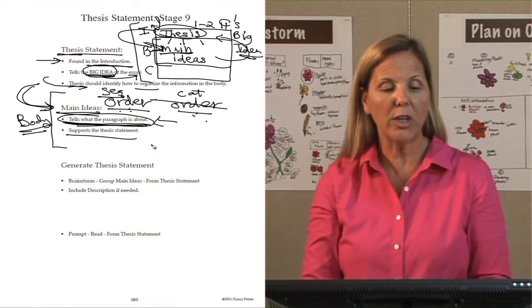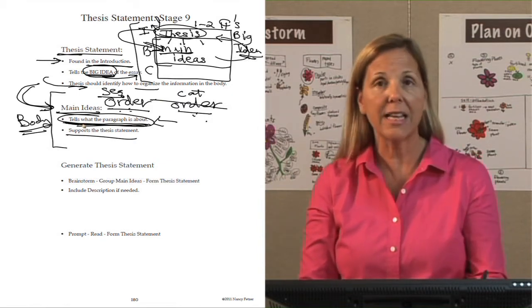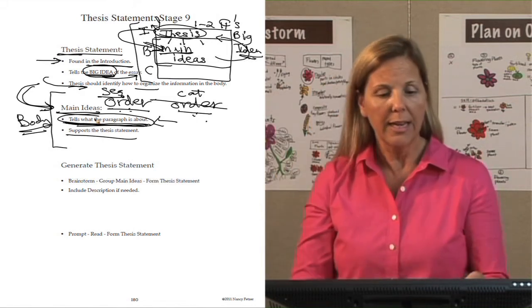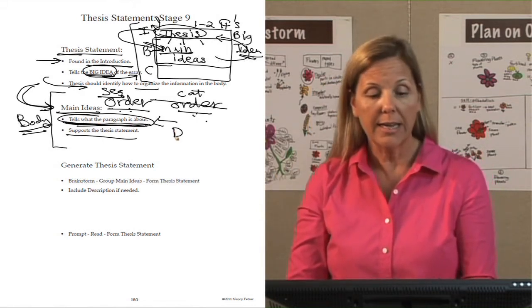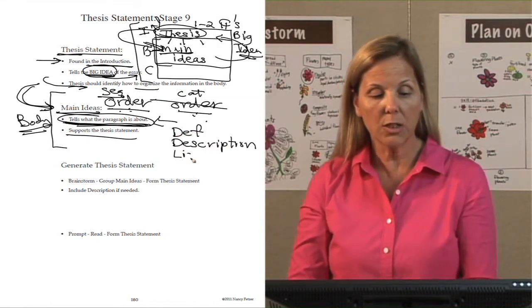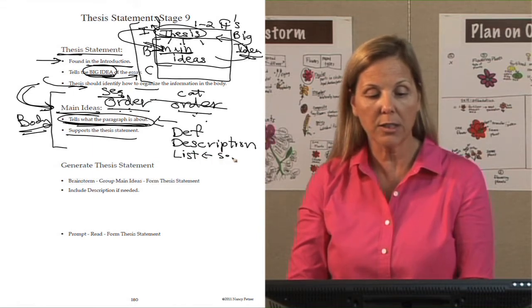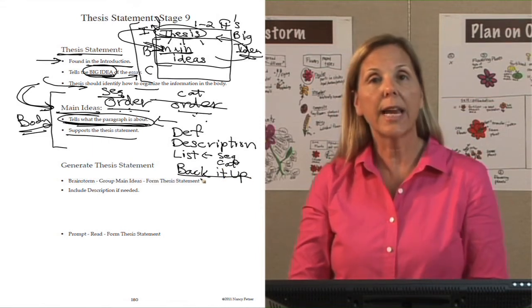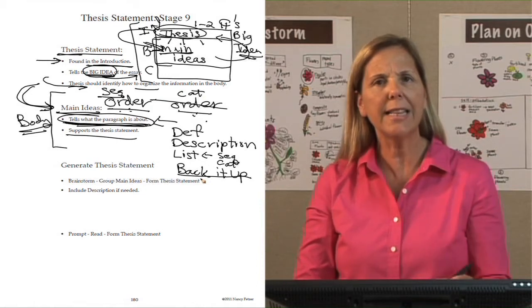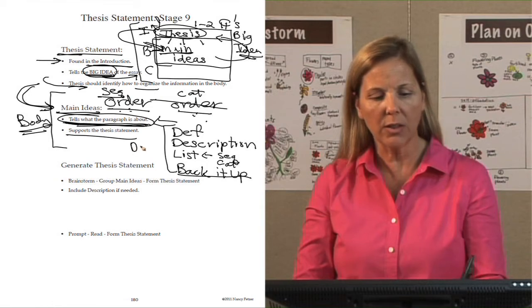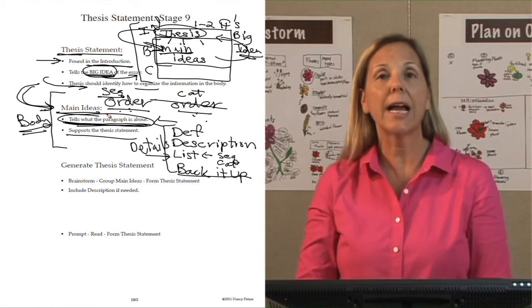And then we are going to support that main idea, that paragraph, with sentences, details that support it. And those details can be a definition, they can be a description, they can be a list, which is a list of information that has to be sequenced or can be in categories. And then we need to back up this information with examples, statistics, quotes, anything that can back up what we just said. So these are the types of details that we will have in our main idea paragraphs.